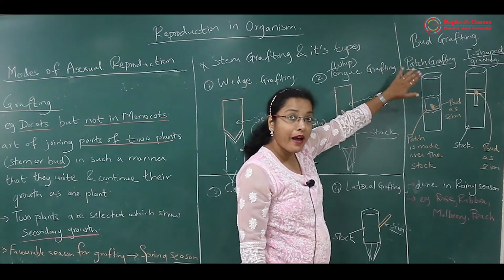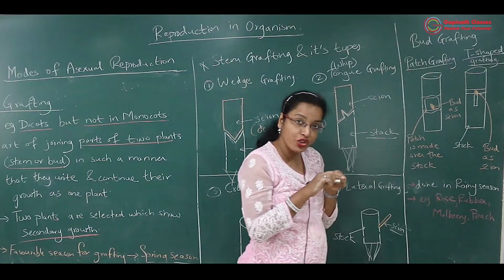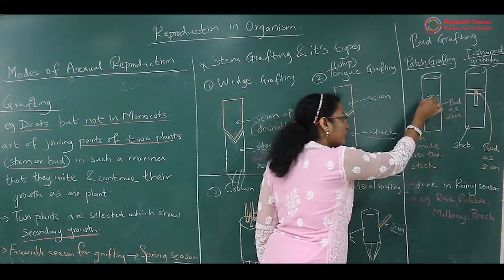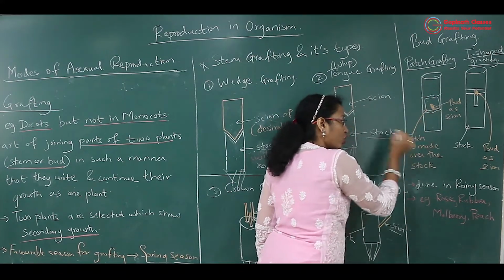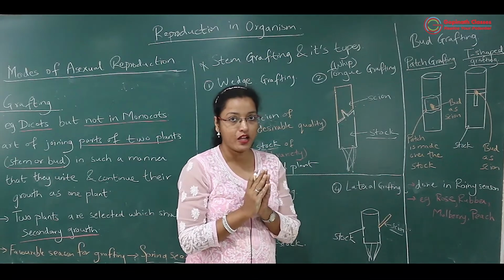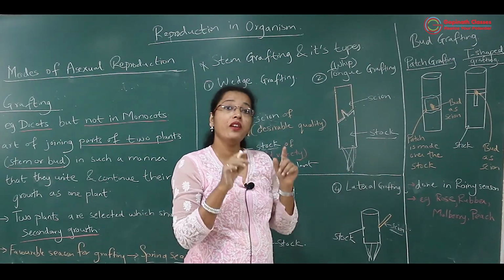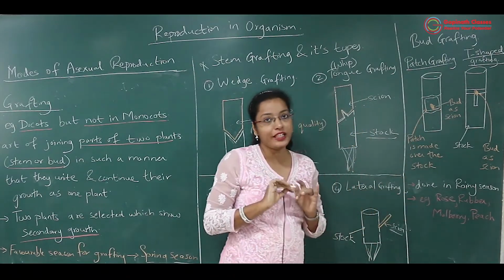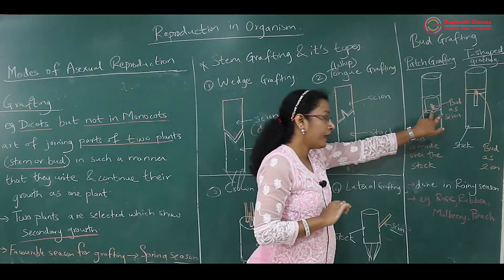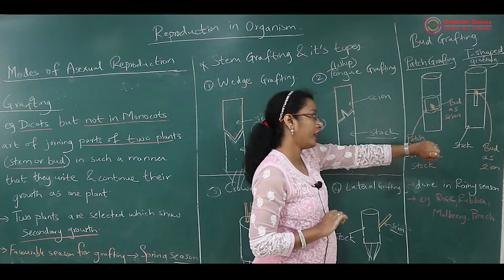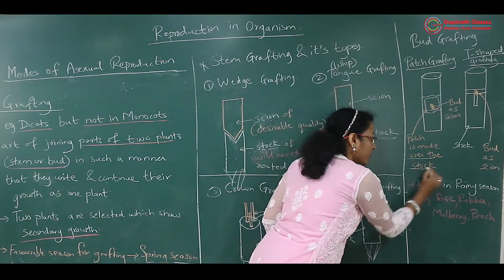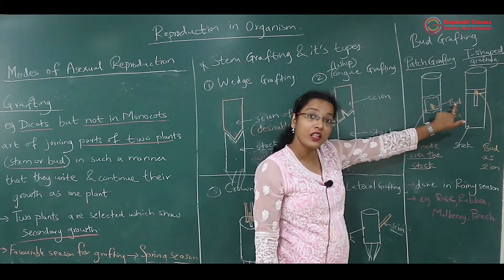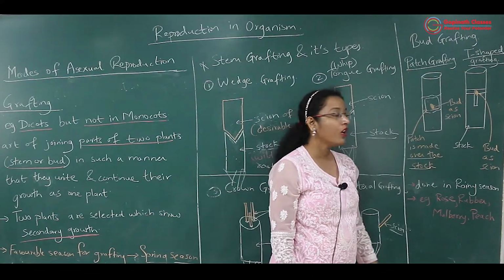Patch grafting. Patch means one particular region of the stalk. This is the stalk, and over the stalk there is one part which is chosen wherein a depression is made. One patch is chosen, and in that depression the bud is placed. Bud of a desirable quality of plant is placed in this depression, in this patch. Okay, so a patch is made over the stalk and the bud is acting as a scion. Bud of the desirable plant is placed over the stalk.